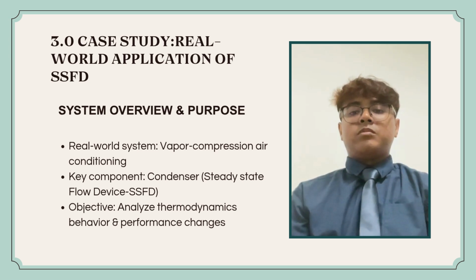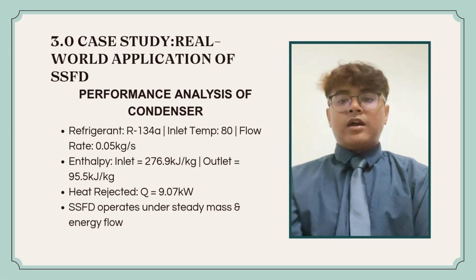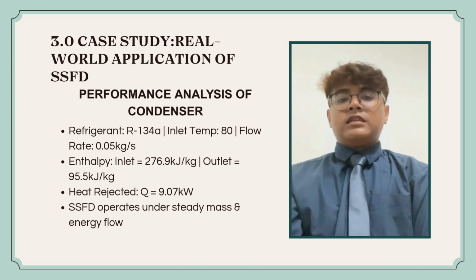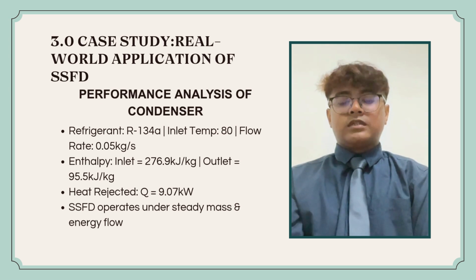We want to see how its performance is affected by changes in key parameters like inlet temperature and mass flow rate. Understanding this effect helps improve energy efficiency, system reliability, and overall cooling performance. The condenser receives high pressure refrigerant vapor from the compressor and releases heat to the surrounding air. In this case, we use R134a as the refrigerant entering the condenser at 80 degrees, with a mass flow rate of 0.05 kg per second.